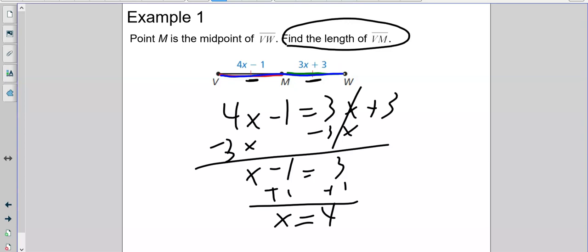Now, again, VM and MW are going to be equal, so it really doesn't matter whether you plug it in here or here. You'll get the same answer. But technically, VM is 4x minus 1. So we're going to take the x out. 4 times 4 is 16, minus 1 is 15. So VM is 15. Again, if I would have plugged in the 4 here, 4 times 3 is 12, plus 3 is 15. And if it would have asked me for VW, I would have just doubled it and gotten 30.